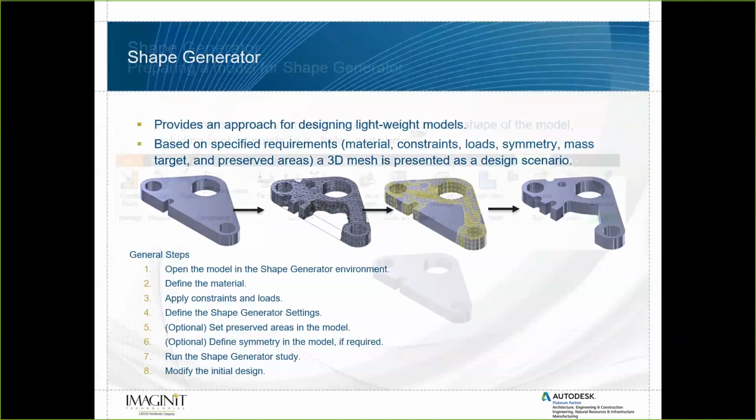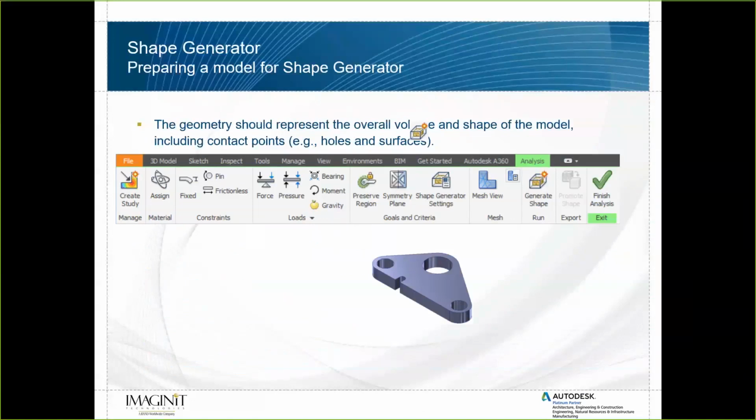So let's take a walk through this a little bit. Now, the Shape Generator tool is actually a command called Shape Generator, located on the Explore panel inside of Inventor. And this is a little bit older interface. I'm going to show you how this looks in 2020. But essentially, the environment here looks very similar to FEA, where you can create a study. You can assign materials and constraints and loads, and basically everything up to that point really looks like the Inventor FEA environment. But next we have the goals and criteria, preserve regions, set symmetry for our geometry for different planes, as well as adjust some settings.